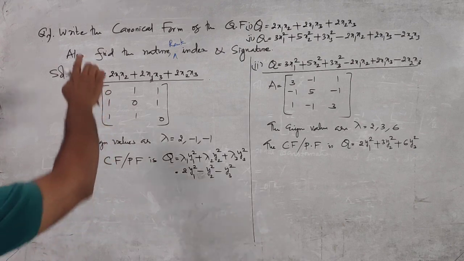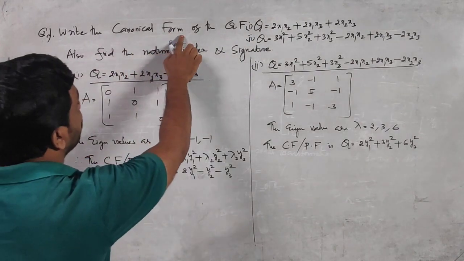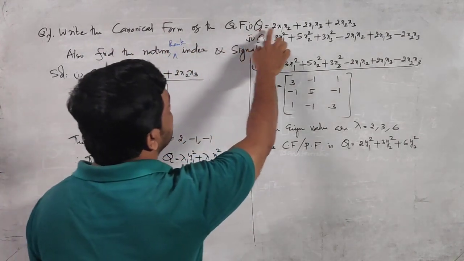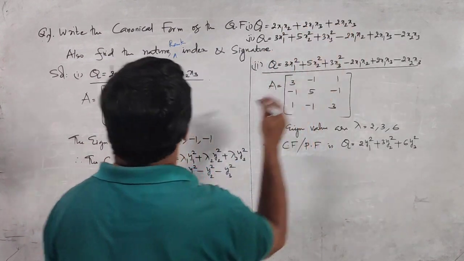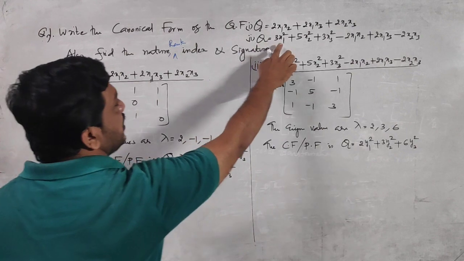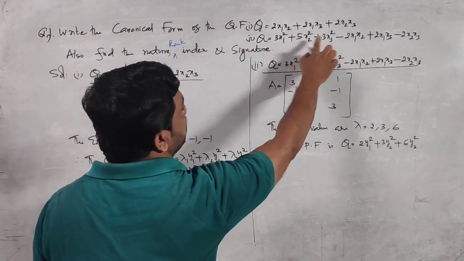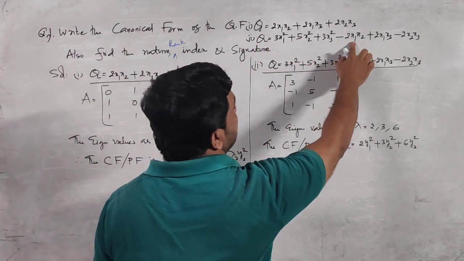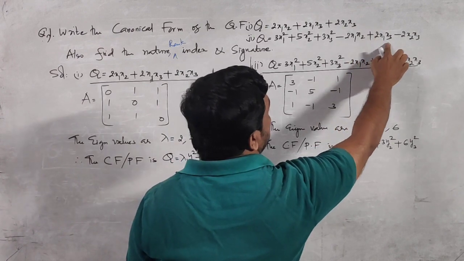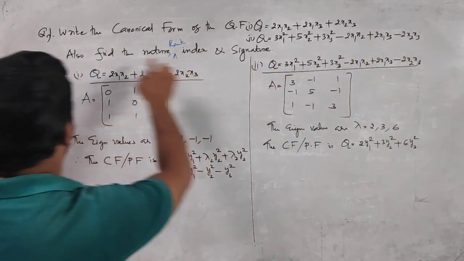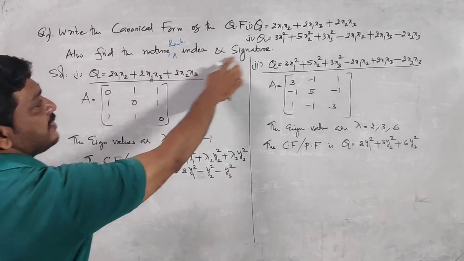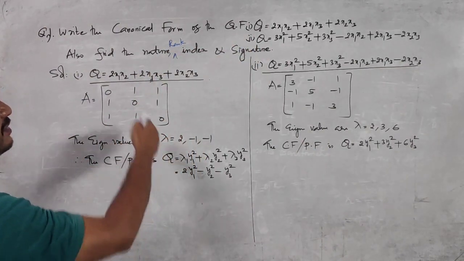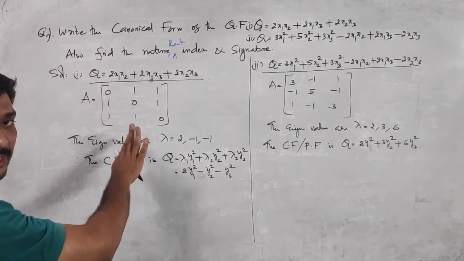Write the canonical form of the quadratic form Q = 2x1x2 + 2x1x3 + 2x2x3. Second question, Q = 3x1² + 5x2² + 3x3² − 2x1x2 + 2x1x3 − 2x2x3. Also find the nature, rank, index and signature. These are some terminologies. We'll discuss all the terminologies by using some examples.